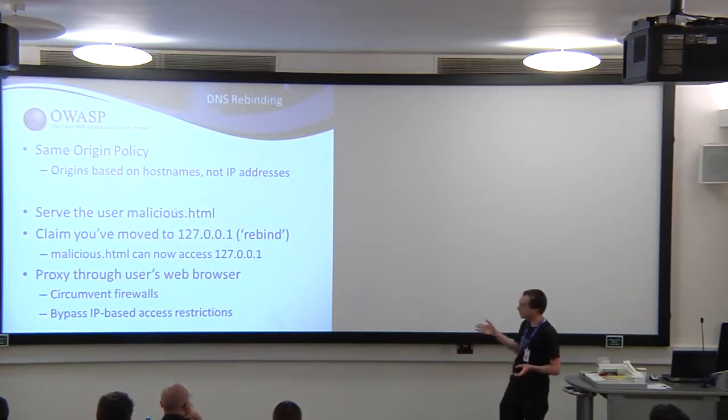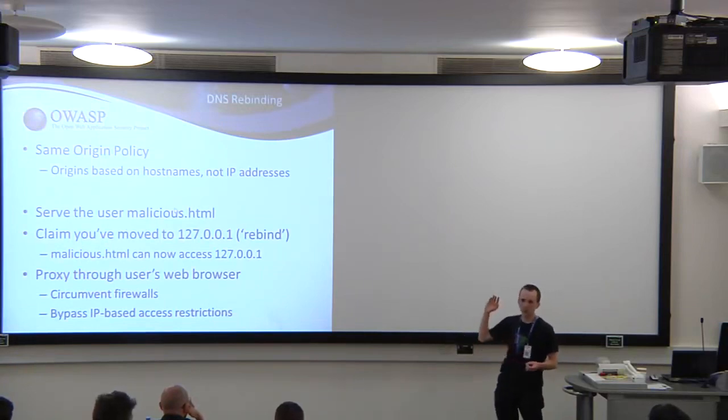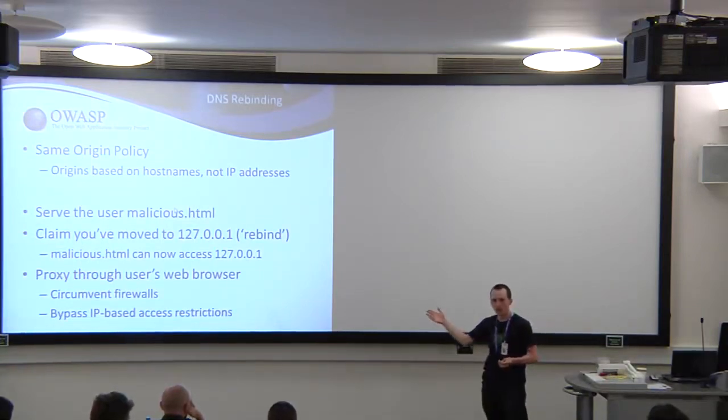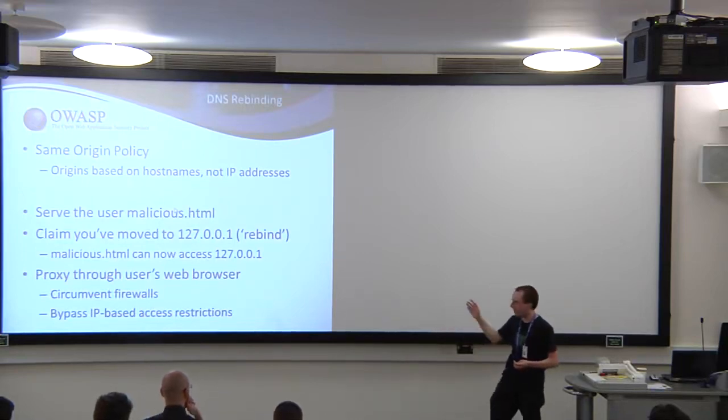So in brief, we can serve the user some malicious HTML, tell them to cache it, and then tell them that we are now located on localhost. And our cached HTML and any JavaScript in there will thus have access to localhost.